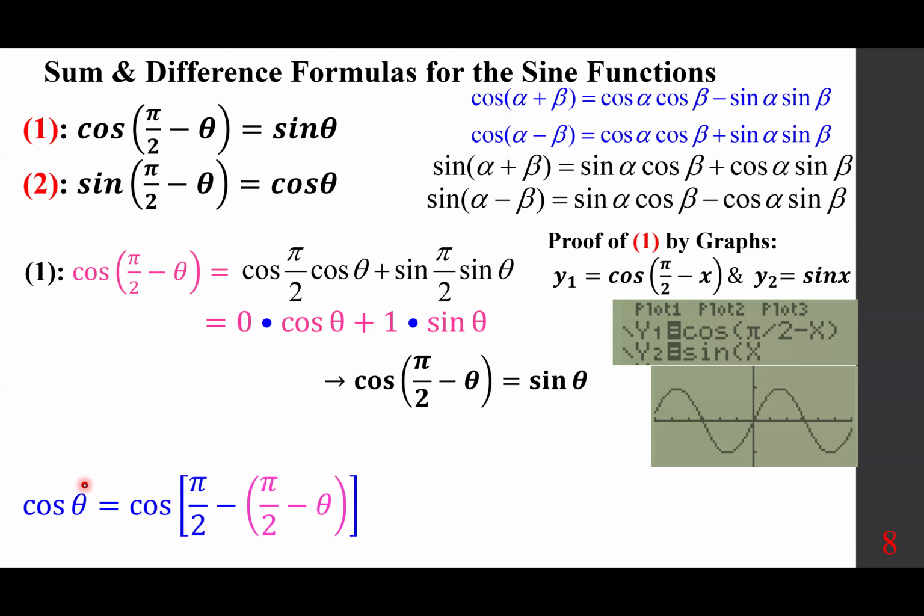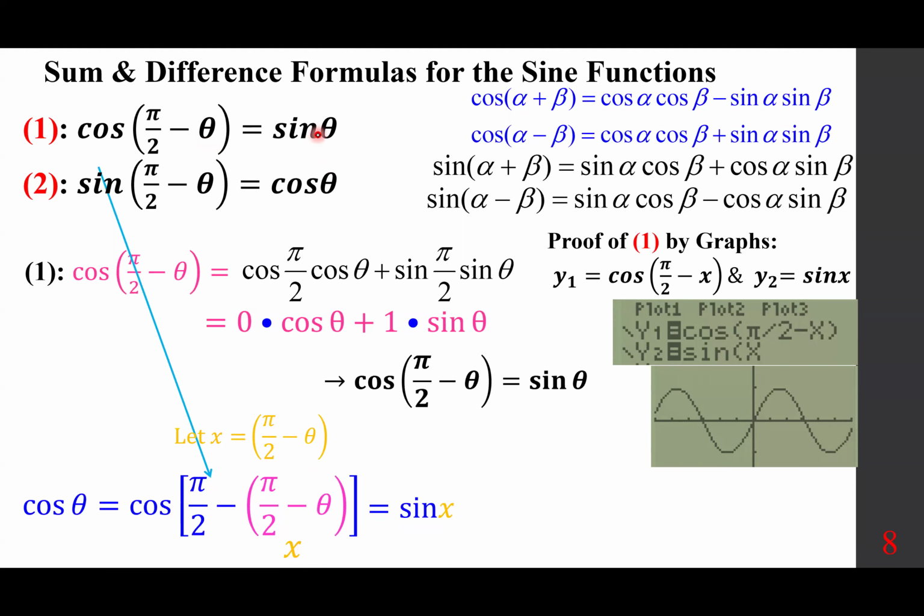And so if we let x represent the parentheses pi over 2 minus theta, so this is x, everybody. Okay. So we are looking at this one. So this is x. So we are looking at cosine of pi over 2 minus x. What is cosine of pi over 2 minus theta? Sine theta. What is cosine of pi over 2 minus x? Sine x.